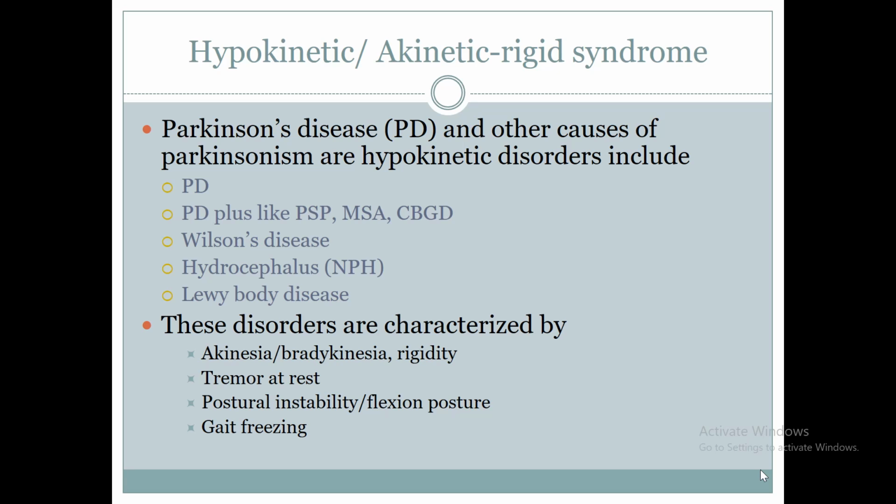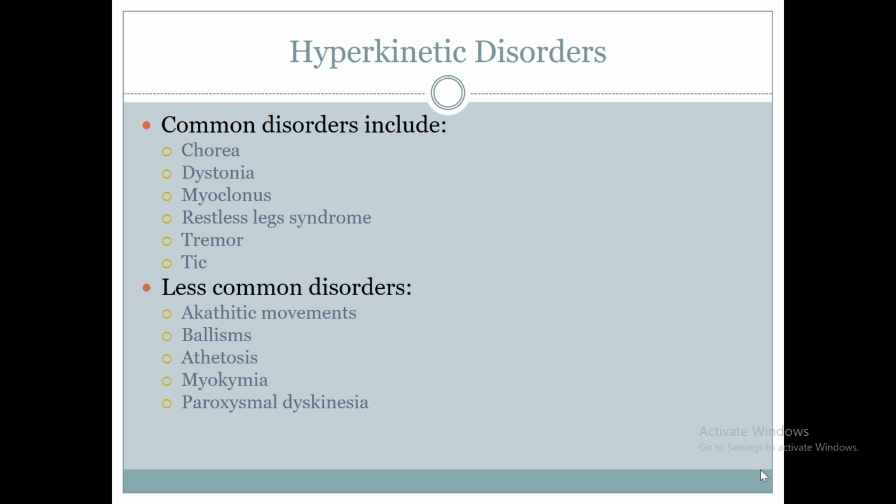Hypokinetic or akinetic rigid syndrome, the hallmark or the important syndrome in hypokinetic disorder is Parkinson disease and other causes of Parkinsonism. For example, Parkinson plus disorders or PD plus disorders like PSP, progressive supranuclear palsy, MSA, multisystem atrophy, corticobasal ganglionic degeneration, Wilson disease. Also, hypokinetic disorder resulting from hydrocephalus, like in normal pressure hydrocephalus, NPH, Lewy body disease.